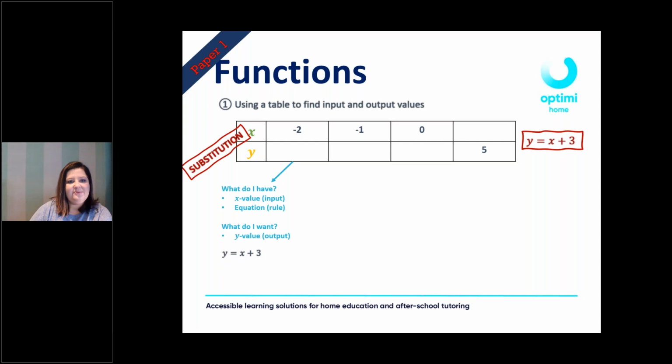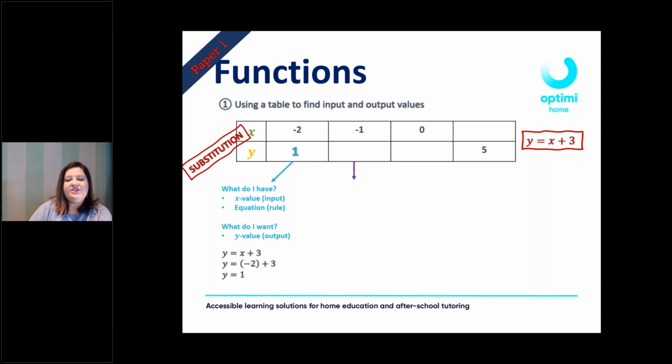I'm going to take my rule. I'm going to substitute the value that I've chosen for x, and remember to take its sign with it. So -2, you need to substitute the entire -2. So -2 plus 3 is equal to 1. This means that my corresponding y value, my output value for this x value, is 1.